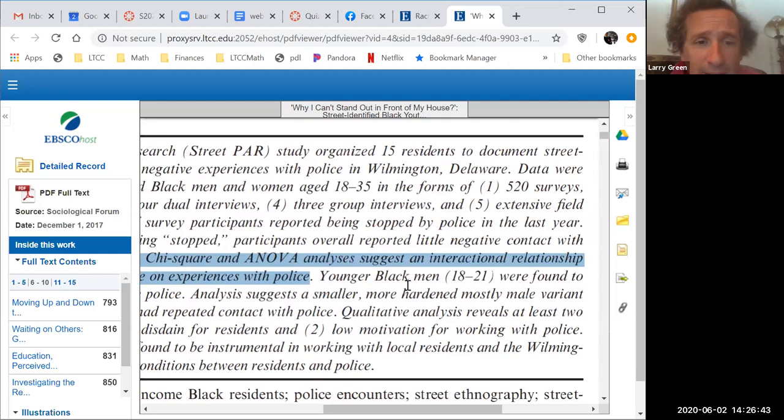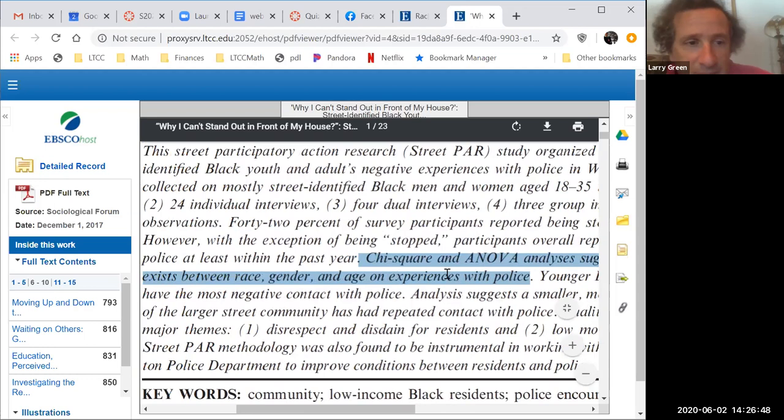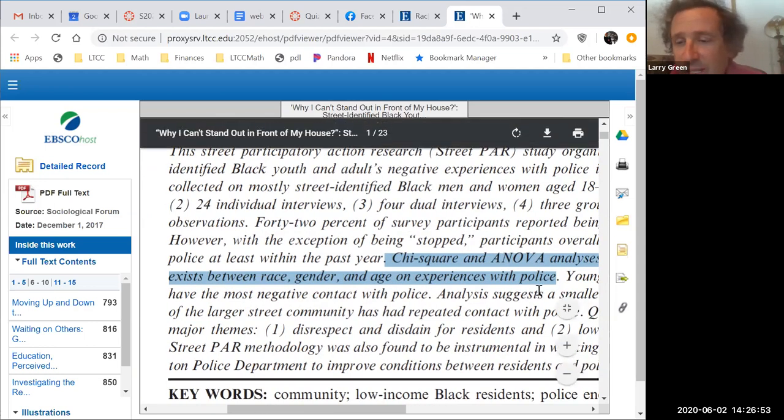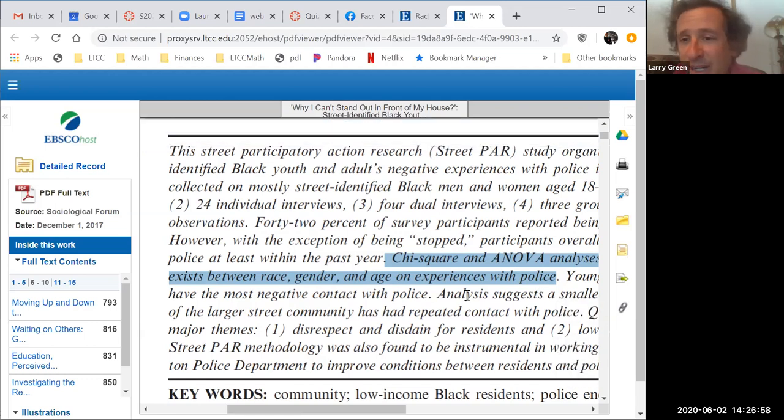So chi-square and ANOVA analyses suggest an interracial relationship that exists between race, gender, and age on experiences with police. Okay, so I figured I'd bring in an article. If I can, I like to bring in an article that is relevant. And like I said, this is the relevant article that's going on now. And if you want to, study whether experience with police has anything to do with race.